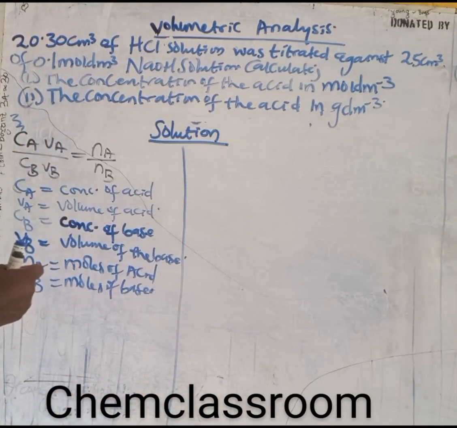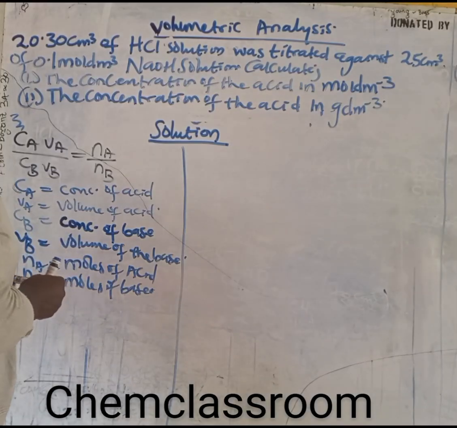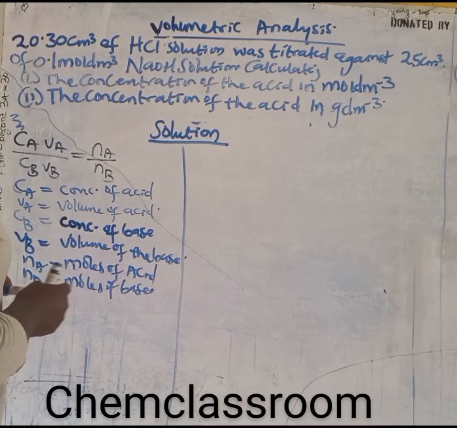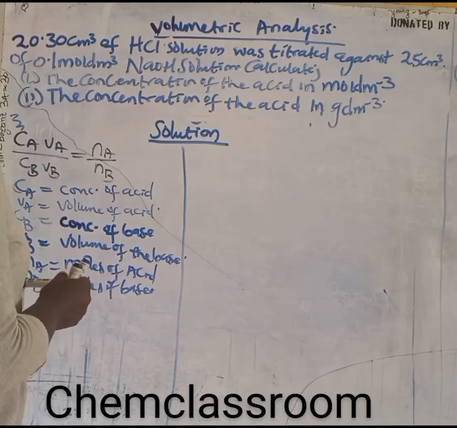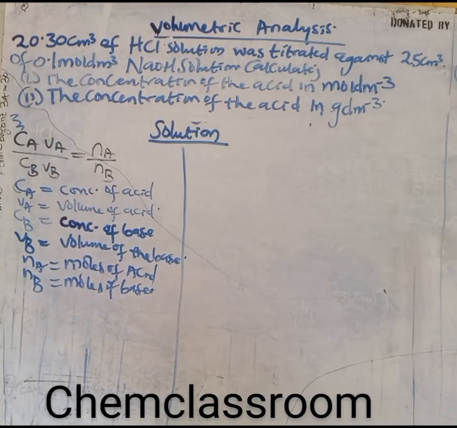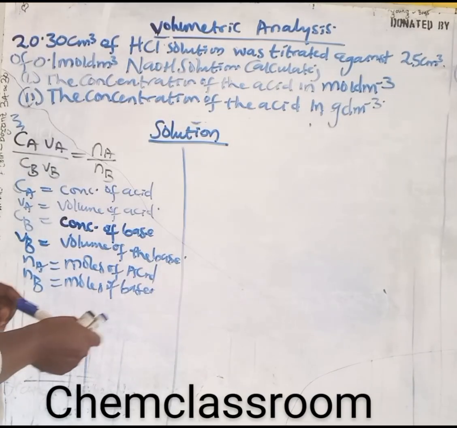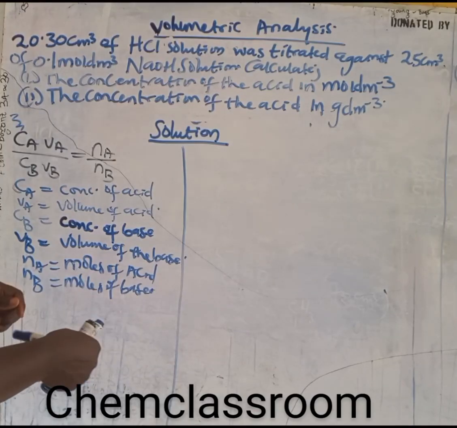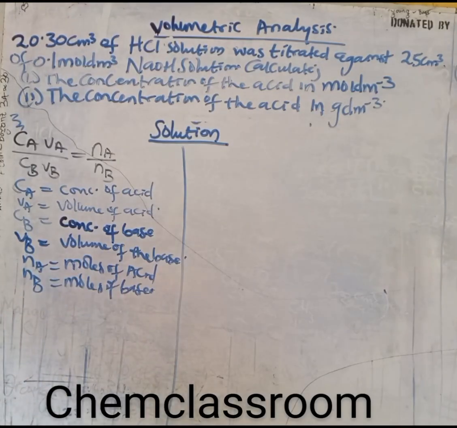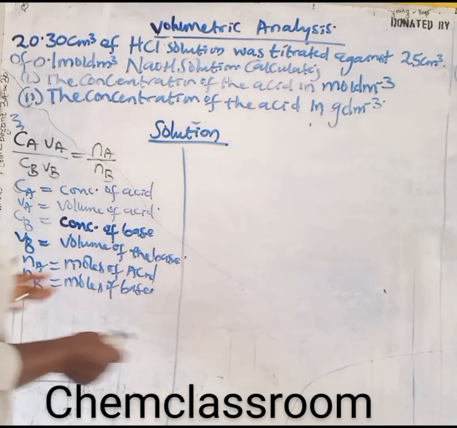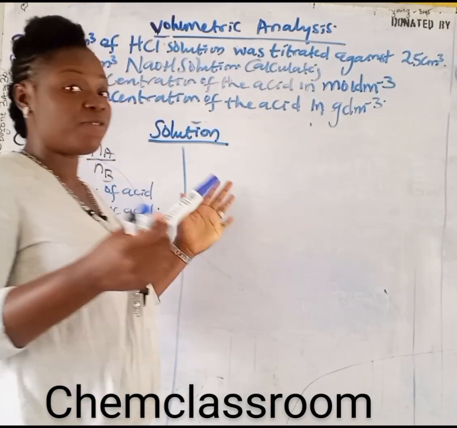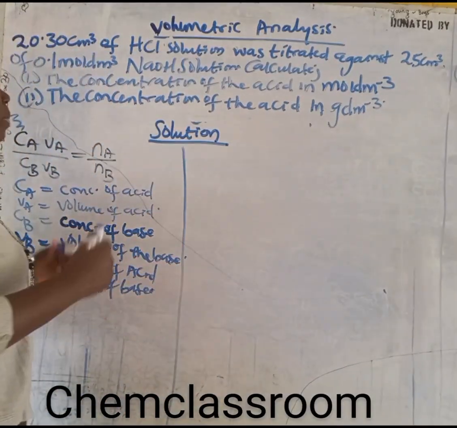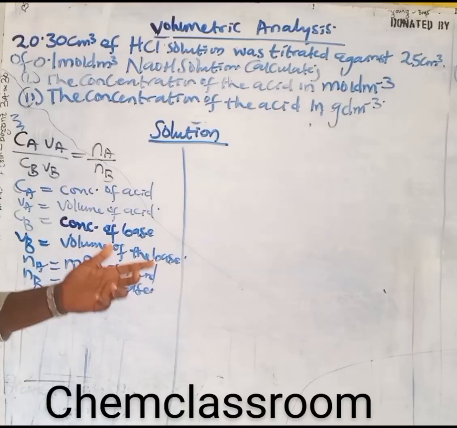20.30 cm cube of HCl solution was titrated against 25 cm cube of 0.1 mole per dm cube NaOH solution. Calculate the concentration of the acid in mole per dm cube, then calculate the concentration of the acid in grams per dm cube. So the first thing we'll do here is to write a balanced chemical reaction between the two reactants.